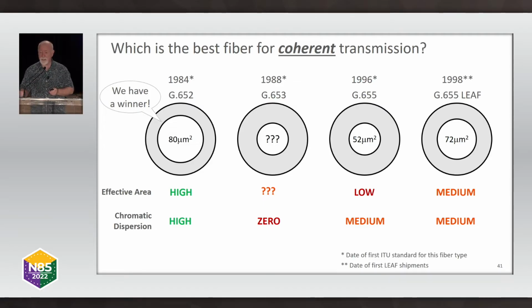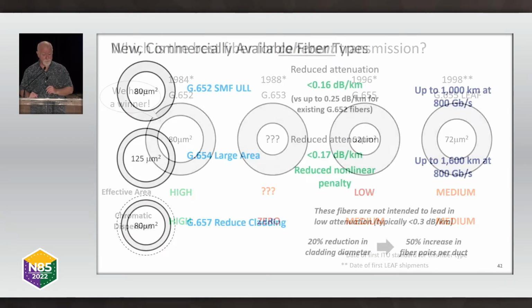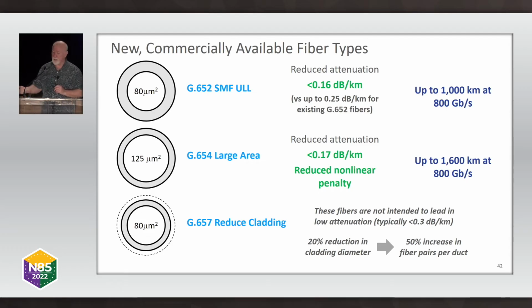Apparently about 90% of the fiber in the world is G652, so that's probably very good news. We have new commercially available fiber types with ultra low loss G652. There's a large effective area family of fibers, G654 fibers. They're used in some submarine cables. There are terrestrial network variants of these. The larger effective area means you have a lower nonlinear penalty. Raman amplifiers don't work quite so well on those large area fibers, but they're not bad. So that's an option as well.